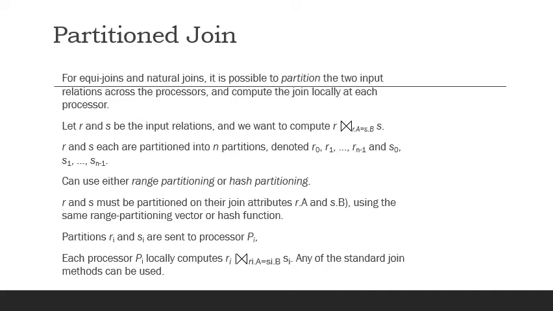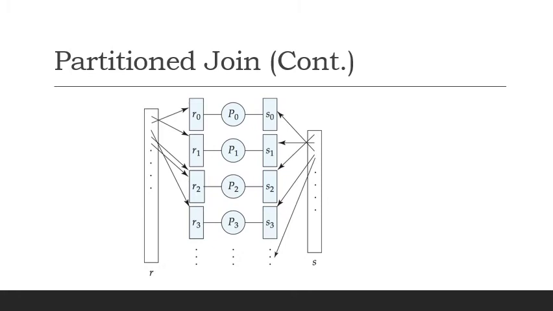Once the relations are partitioned, we can use any join technique locally at each processor Pi to compute the join of Ri and Si. For example, hash join, merge join, or nested loop join could be used. Thus, we can use partitioning to parallelize any join technique. Figure shows the partition join process.